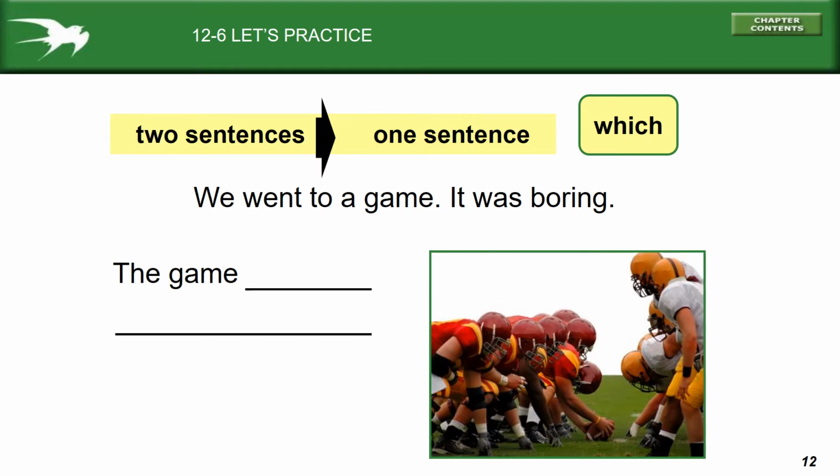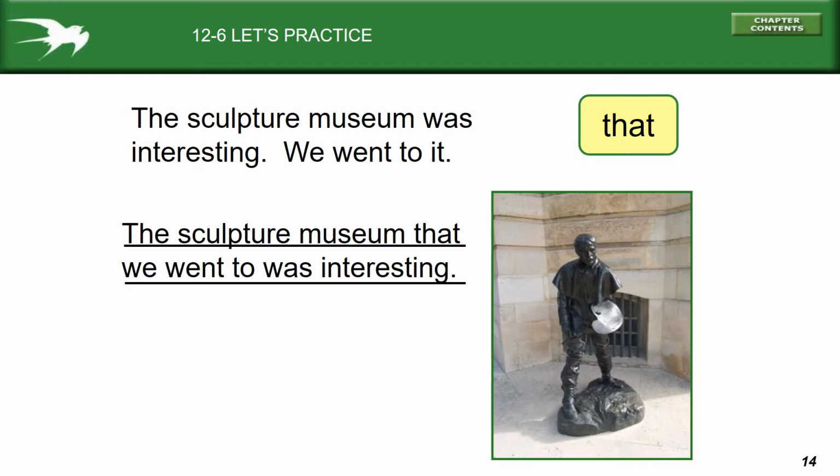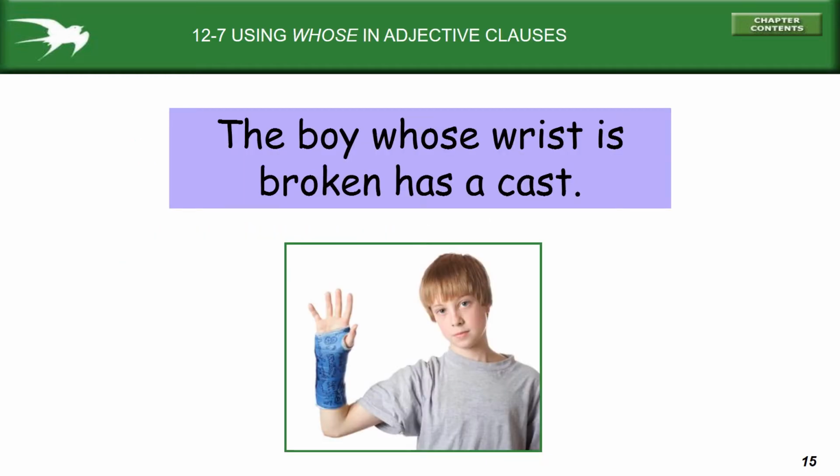Let's try to combine these. We went to a game. It was boring. The game which we went to was boring. We could also move the preposition. The game to which we went was boring. In this case, with no object pronoun, the game we went to was boring. The sculpture museum was interesting. We went to it. Using that, we can say the sculpture museum that we went to was interesting.